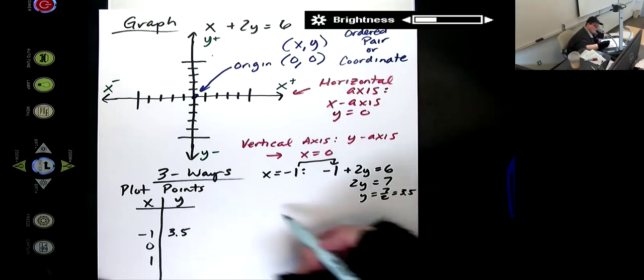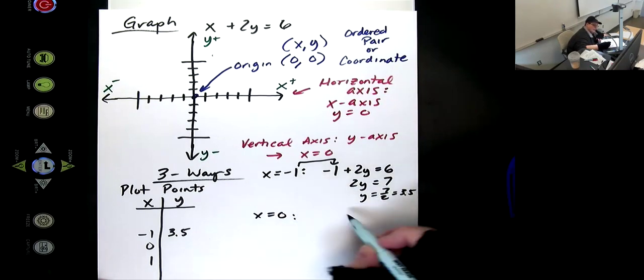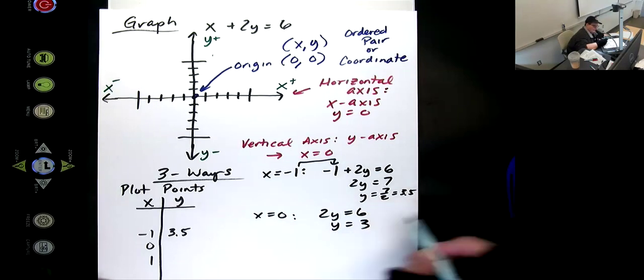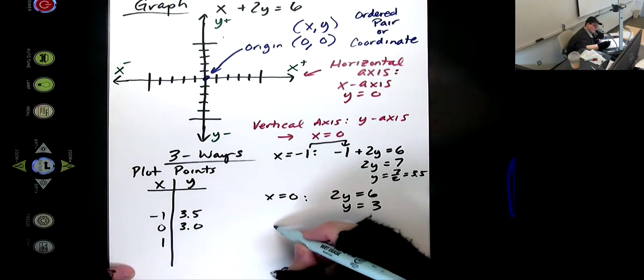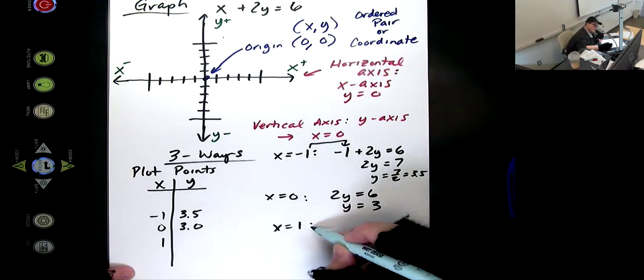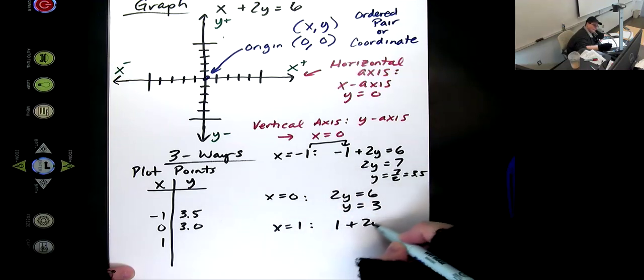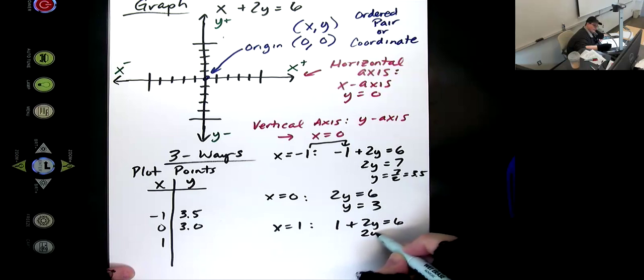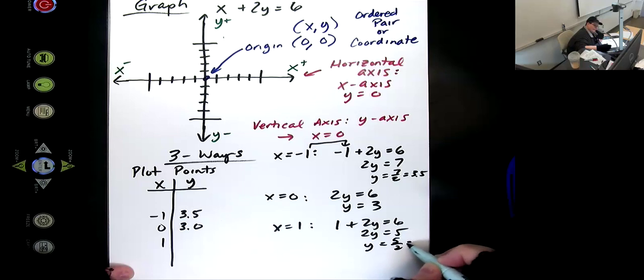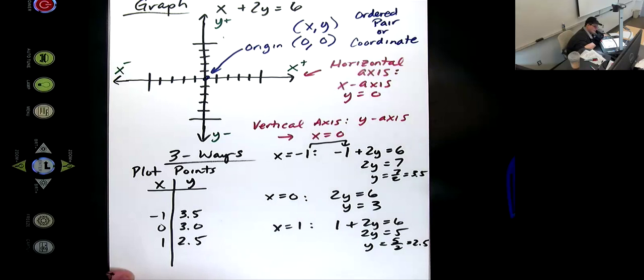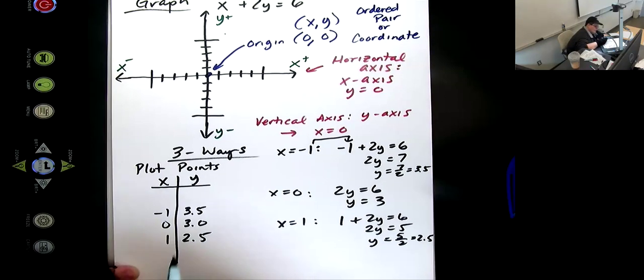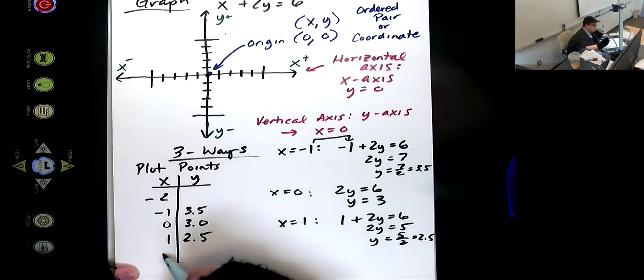Doing x equals 0 is pretty easy. We just get 2y equals 6 because the x component is gone, and y equals 3. If I do x equals 1, I get 1 plus 2y equals 6. So 2y equals 5. And y equals 5/2, or 2.5. Now these look a little awkward to graph, so I'm gonna do -2 and 2 also.